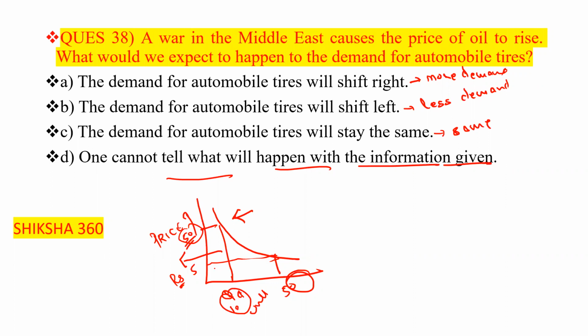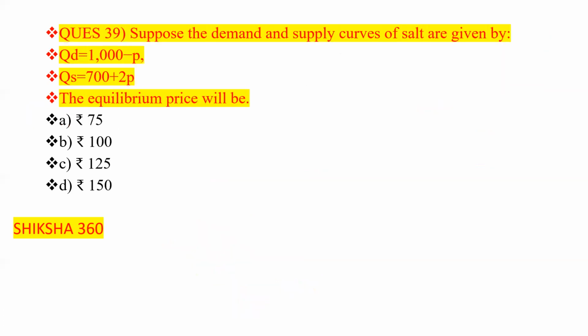The demand for automobile tires will shift towards the left. So option number B is the answer here. Is that clear? Option B is the answer to this question, and it is understandable to all of you. Now move to the next question.